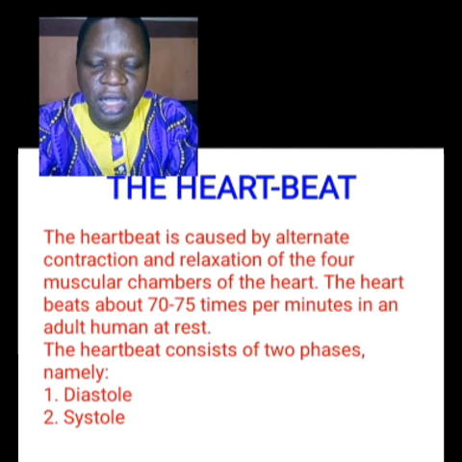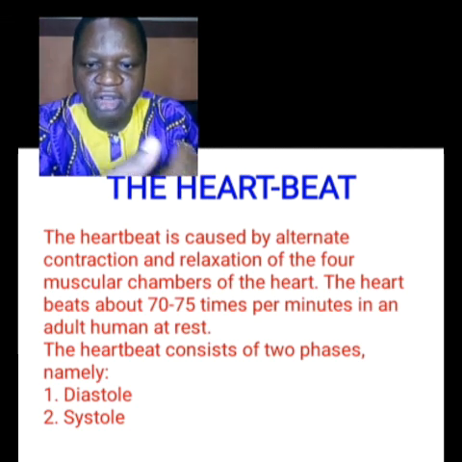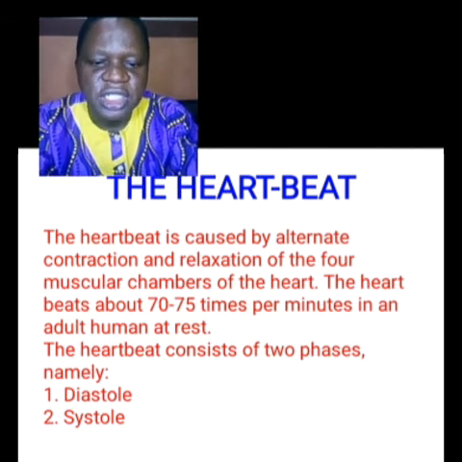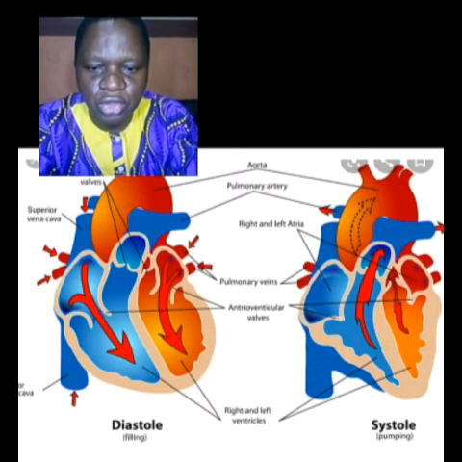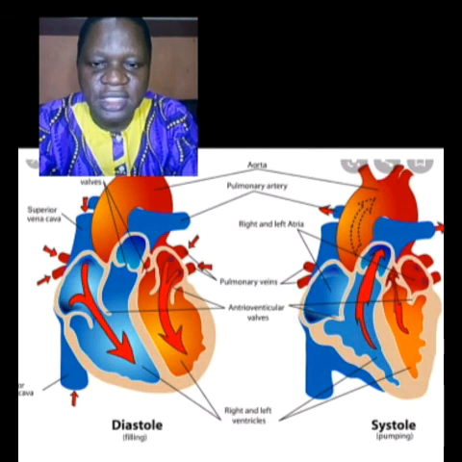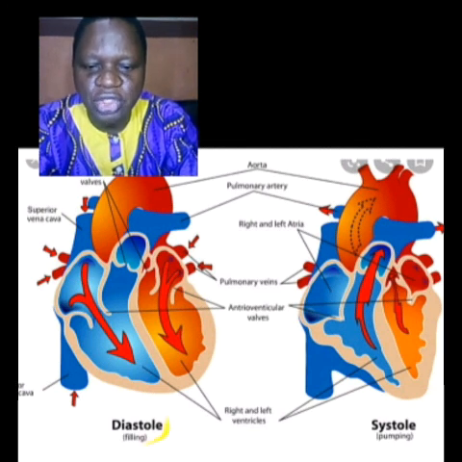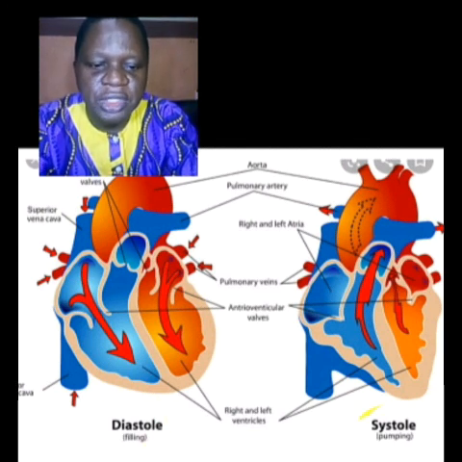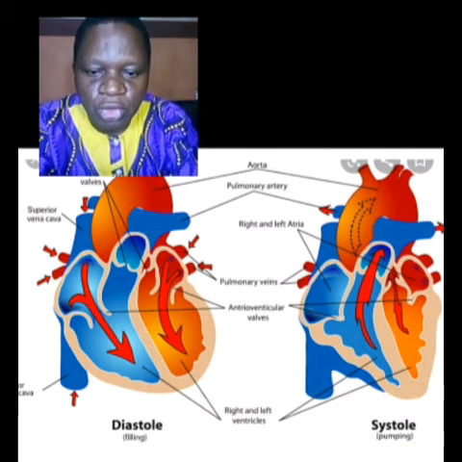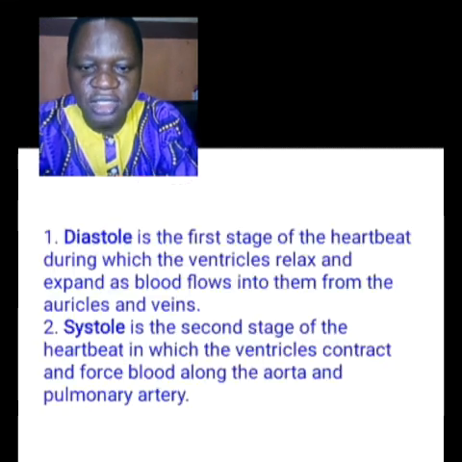Talking about the diastole and the systole, you can see from the picture you have here, one is in relaxation mode and the other one is in contraction mode. The diastole is in relaxation mode while the systole is in contraction mode. Okay, so what do we mean by diastole and systole? So diastole is the first stage of the heartbeat, during which the ventricles relax and expand as blood flows into them from the auricles and the veins.